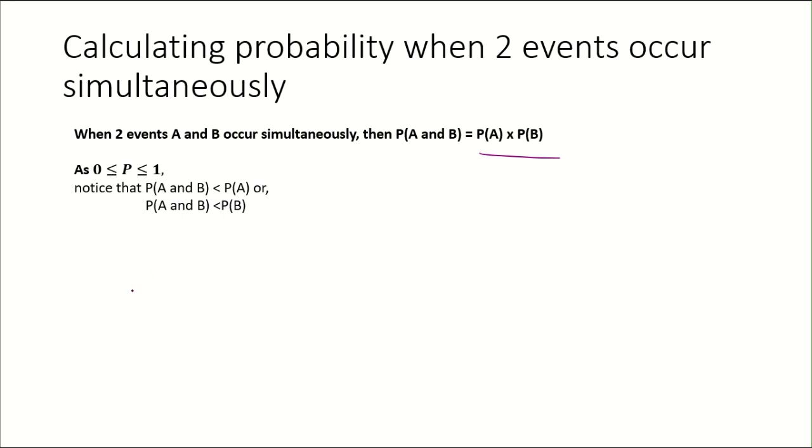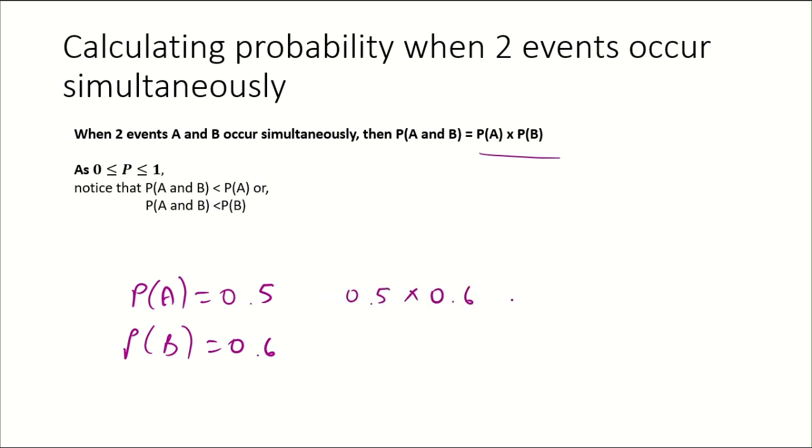I mean, for example, say the probability of A is 0.5, probability of B is 0.6. So the probability of A and B both happening would be 0.5 times 0.6, which is 0.3. Now, 0.3 is clearly less than 0.5 or 0.6, and that makes sense, right? The probability of two events occurring must be less than the probability of just one event occurring, right? Now let's take some examples.